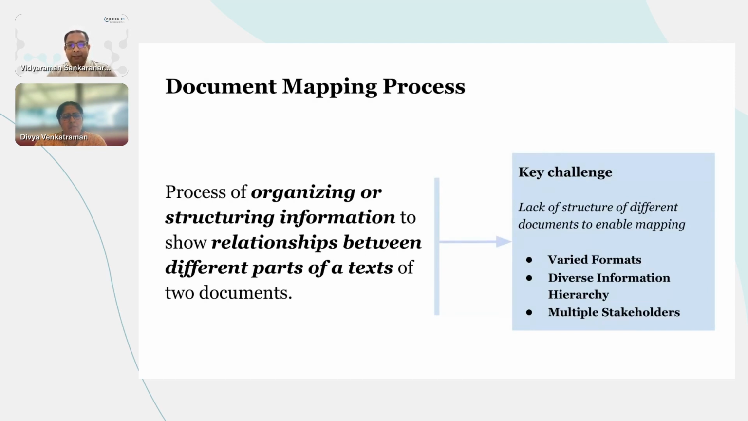Now, as you can imagine, there are a number of challenges here. And one of the major challenges is that the documents have varied formats. Some of them are PDF, some of them are Excel. And we have diverse information hierarchy, which means that the information hierarchy for each one of them might be completely different. Last but not the least, each of these requirements might apply to multiple different stakeholders. So we need to be mapping the correct kind of requirement based on the right kind of stakeholder as well.